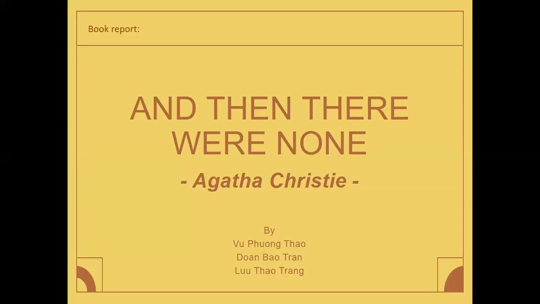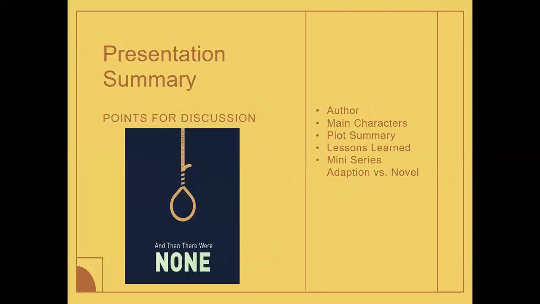Welcome to our book report. We are group number 8, and today we're going to present the book And Then There Were None by Agatha Christie. Our presentation will consist of 5 parts: the author, main characters, plot summary, lessons that we learned, and the comparison between the series and the adaptation.